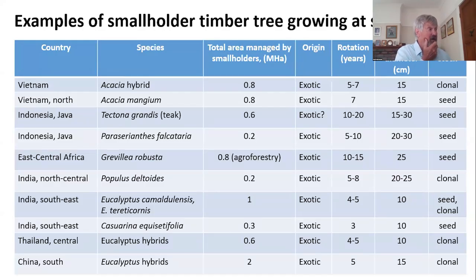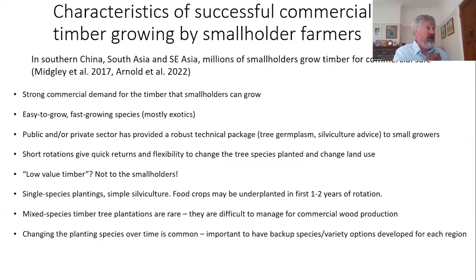So slide 5 summarises some characteristics that seem to me to be common across all these examples. There has to be strong commercial demand for the timber that the smallholders grow. They choose easy to grow, fast-growing species, and mostly these are exotics, but not always. Either the public sector, government agencies, or the private sector, like forestry companies, have provided what I call a robust technical package, including improved germplasm, silvicultural techniques, and advice to small growers.